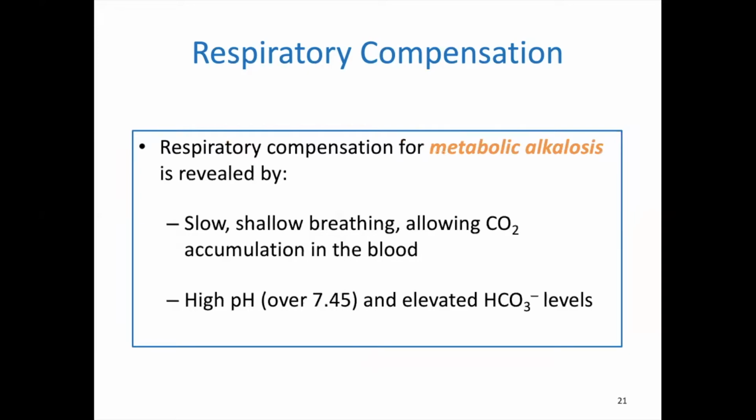So, the respiratory compensation that we have for metabolic alkalosis is that we will actually have slow and shallow breathing, allowing for that carbon dioxide to accumulate in the blood more. And going through that carbonic anhydrase or bicarbonate equation, it will move from that carbon dioxide ultimately into those hydrogen ions. But what we'll also see is that we have a high pH over 7.45, and the bicarbonate levels are also high.